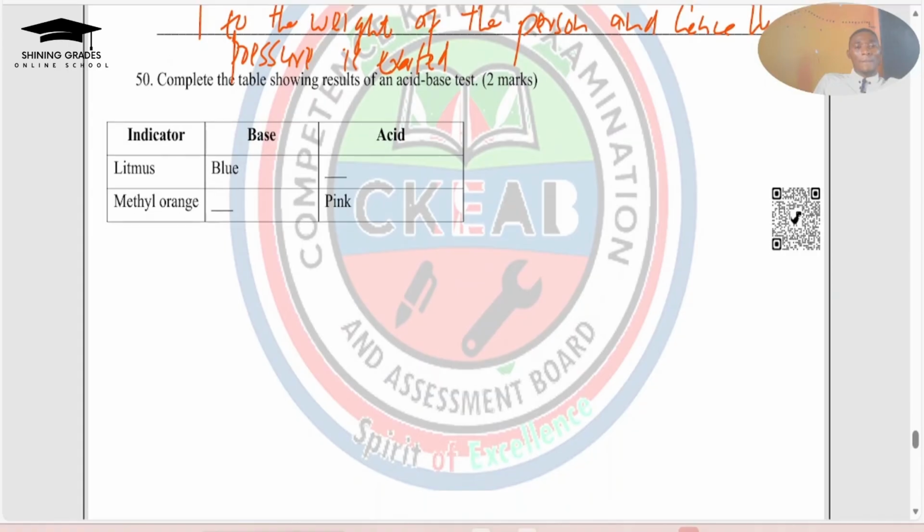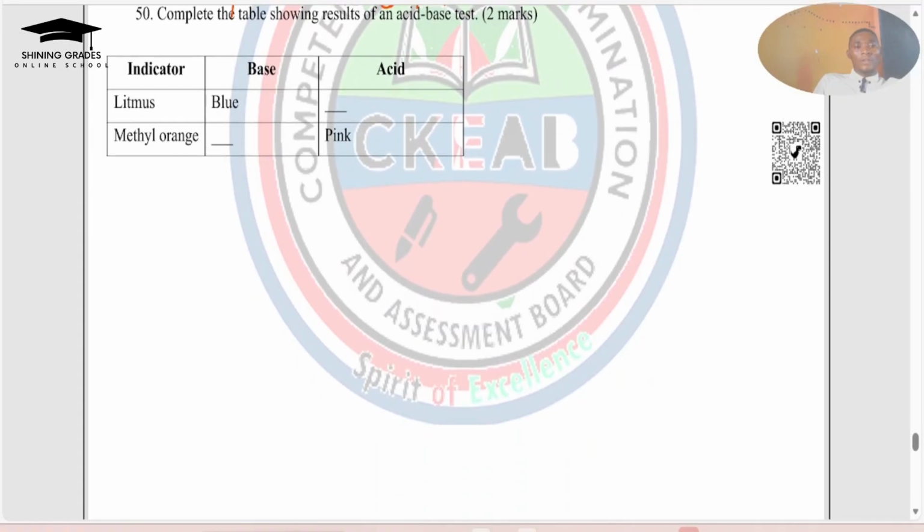Question 50. Complete the table showing results of an acid-base test. We have indicator, base, and acid. Litmus paper in base is blue. In acid, litmus paper is red in color. Methyl orange in base is yellow, and in acid is pink.